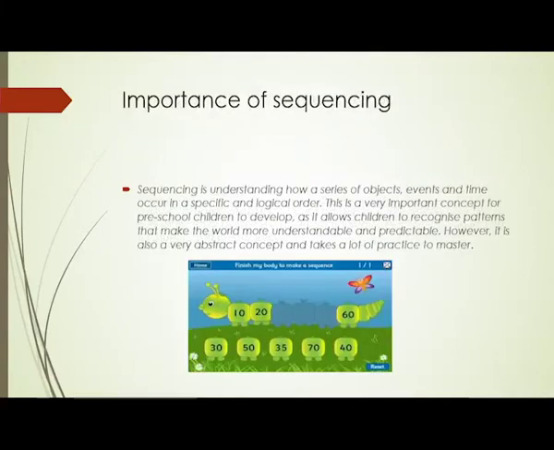The importance of sequencing. Why should the child be able to do sequencing? Sequencing is understanding how a series of objects, events, and time occur in a specific and logical order. This is a very important concept for preschool children to develop, as it allows children to recognize patterns that make the world more understandable and predictable. However, it is also a very abstract concept and takes a lot of practice to master.